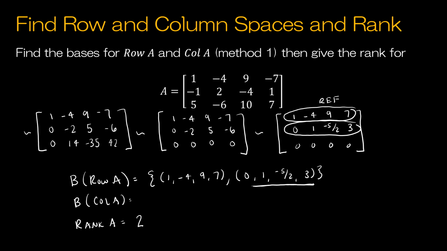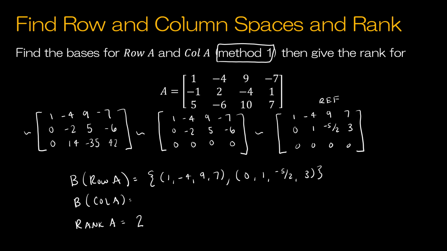So now let's find the column space of A. Method 1, which is my preferred method, says do exactly what you would do to find the row space of A, and then determine which of these columns have the leading one. So the first column has a leading one. Some textbooks call that the pivot. And my second column has a leading one, and the others do not. And those are the 2 columns then that I am concerned about.